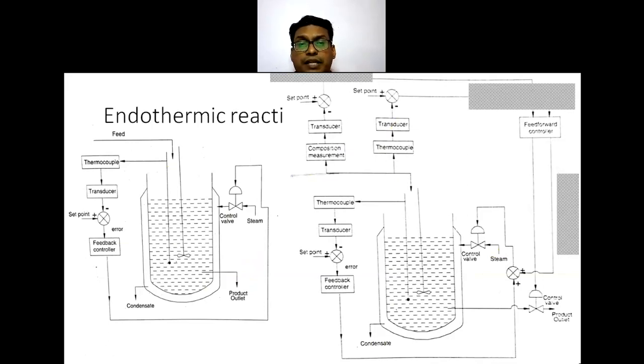Then this is again the same comparison: the measurement of the temperature with the help of a thermocouple, transducer, comparator and feedback controller. Then the same thing is to be seen, and the signal is going into the control valve. Here also the signal is going to a comparator and then towards the control valve.